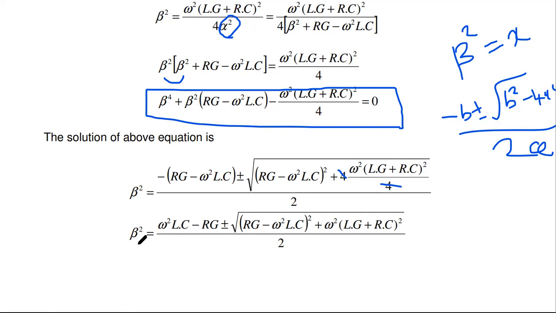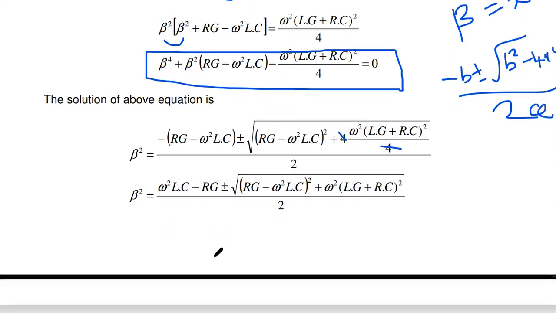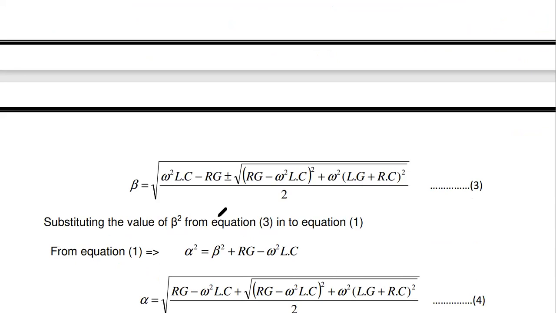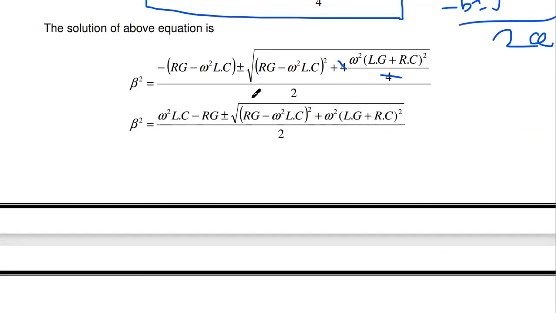Okay. So in this beta squared, there will be two answers. One is this part plus this part divided by 2. Another one, this part minus this part divided by 2. So we will get two things. Okay, in that we have to take only the positive value. You just neglect the negative beta value. Okay, phase constant. So that's why beta squared is equal to this one.